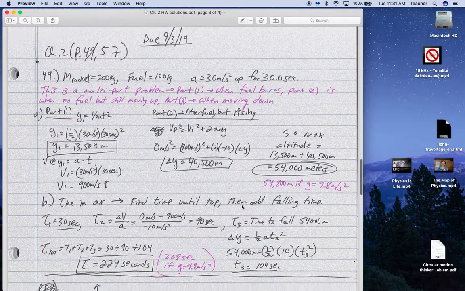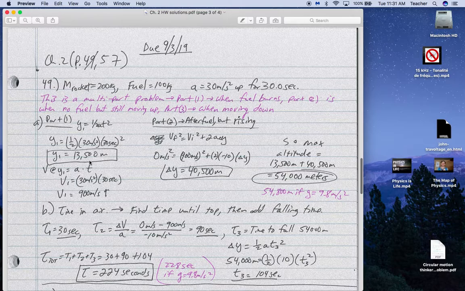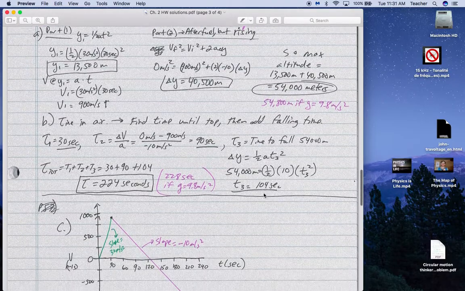49. This is a problem that had multiple parts. So part 1, part 2, and part 3. Part 1 is when it's moving upward and the engine is on. Part 2, it's still gliding upward but the engine is off. And part 3 is when it's only under the influence of gravity, so it's in free fall, and it's moving down. So to answer the first part of this, for part A, I need parts 1 and 2. That gives me the maximum height.